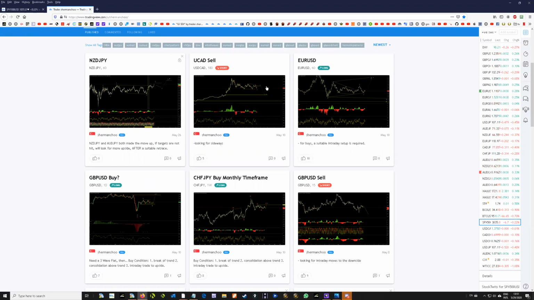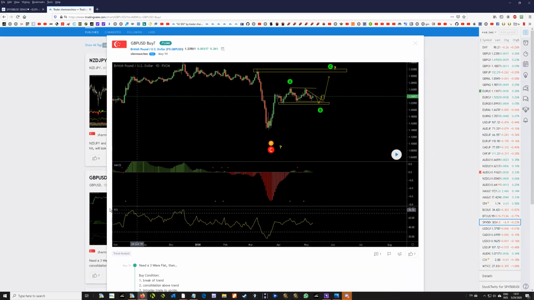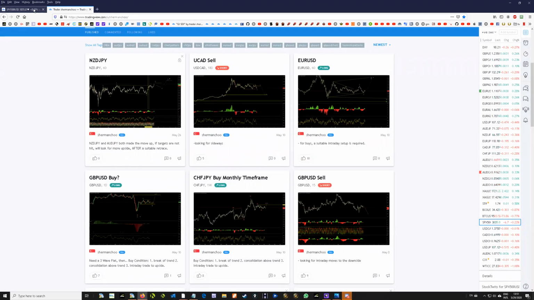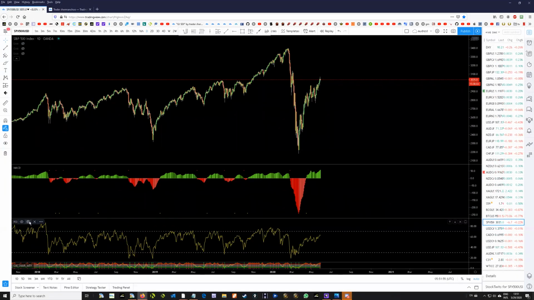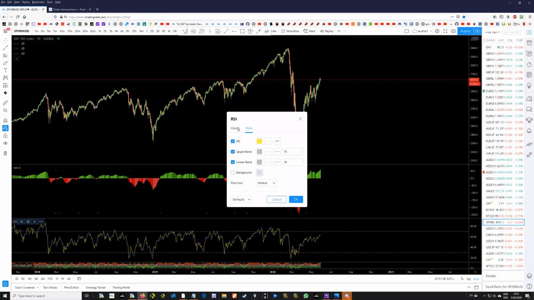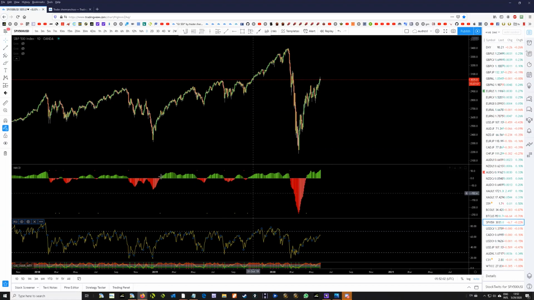Right. So someone asked what RSI I was using. Actually, the RSI I'm using is just the default. Okay, so the default. So here, I'll just show you this default. Default. Okay.